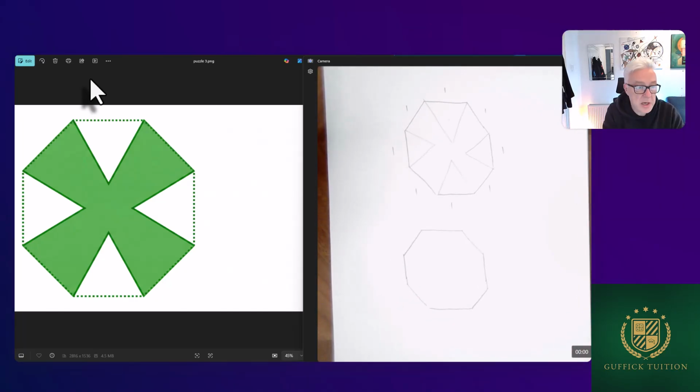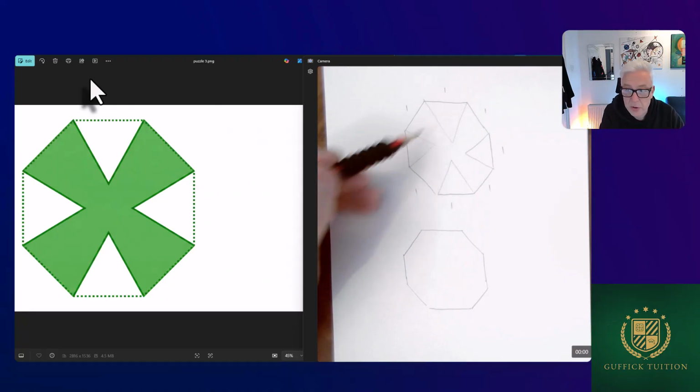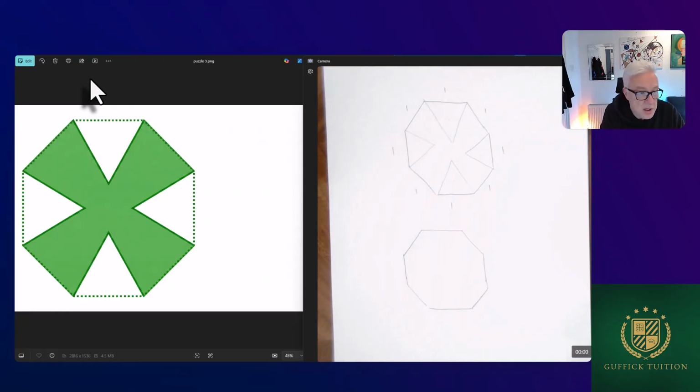We've got an equilateral triangle that has been cut out of an octagon, and the octagon is a regular octagon with a side of length 1. So we've got these 4 equilateral triangles that have been cut out, and we've got to work out the total area of the green shape that's left behind.